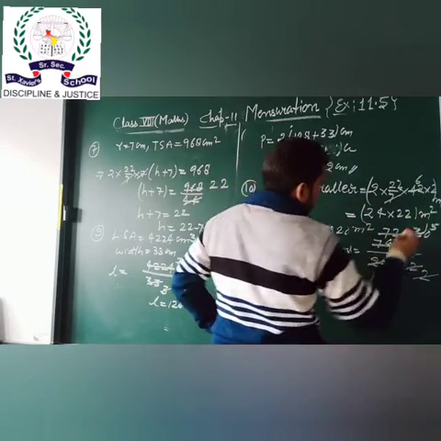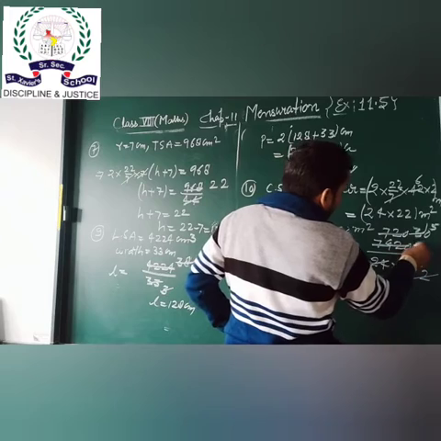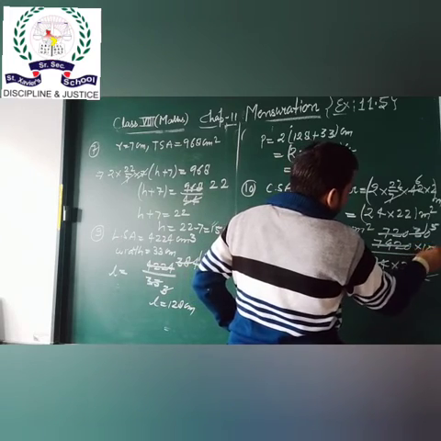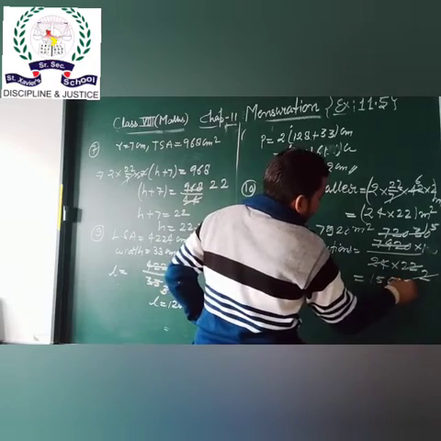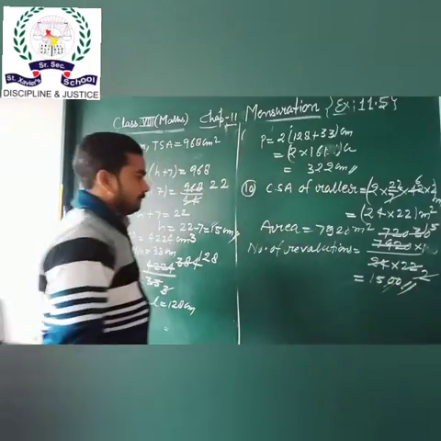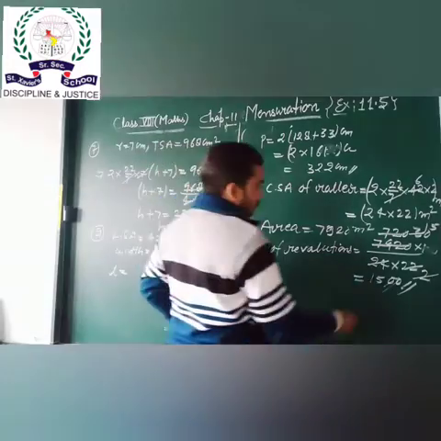Radius is given in the centimeter. To convert it to meter, it should be multiplied by 100. So number of revolutions equal 1500. Number of revolutions equal 1500.